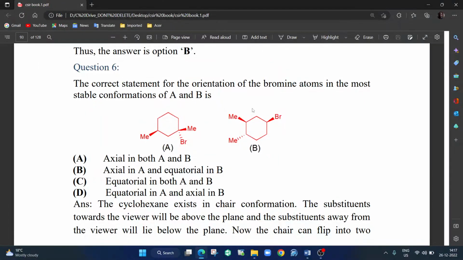Hello everyone, welcome back. Let's do the next set of 5 questions, question number 6 to question number 10, organic chemistry questions from the June 2020 CSIR-NET question paper.